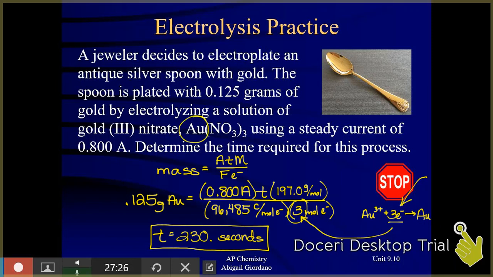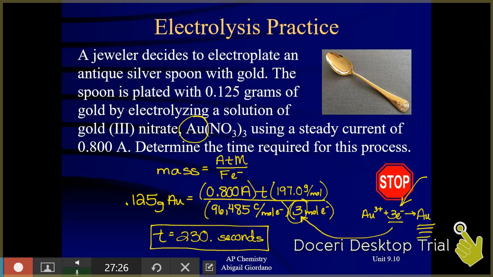This gold right here in the solution is gold with a +3 charge. And what is it becoming? It's turning into solid gold. What completes that half reaction is 3 moles of electrons. We do the math. We solve for t, it comes out to 230 seconds.